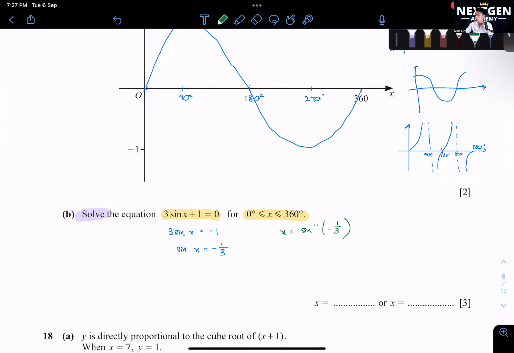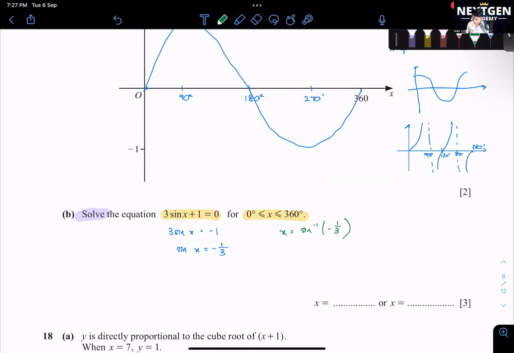19. Wait, is it 19? Okay, I also forgot to put the negative. -1/3. Okay. No, you won't get the correct answer also. You won't get the correct answer. 1/3. Give me a moment.